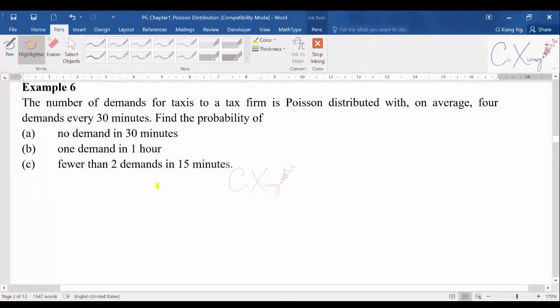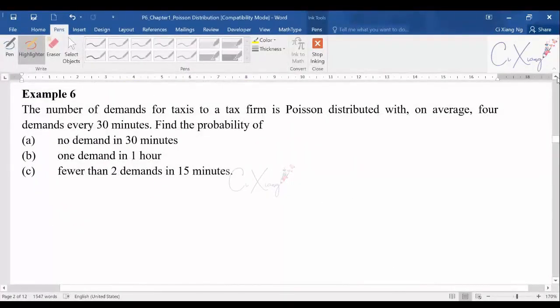First of all, I will tell you how to look at the question and know that it belongs to the Poisson distribution. For example 6, of course they already give you a keyword here, Poisson distributed. How about if they didn't give you this word? They only tell you that the number of demands for taxis to a taxi firm is denoted with X, and on average 4 demands every 30 minutes.